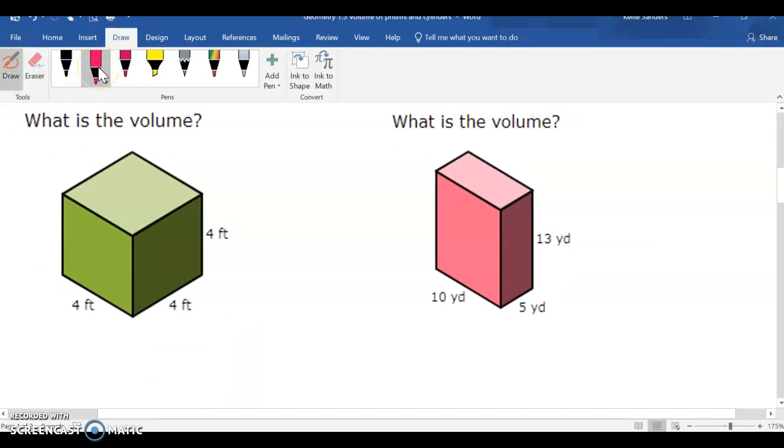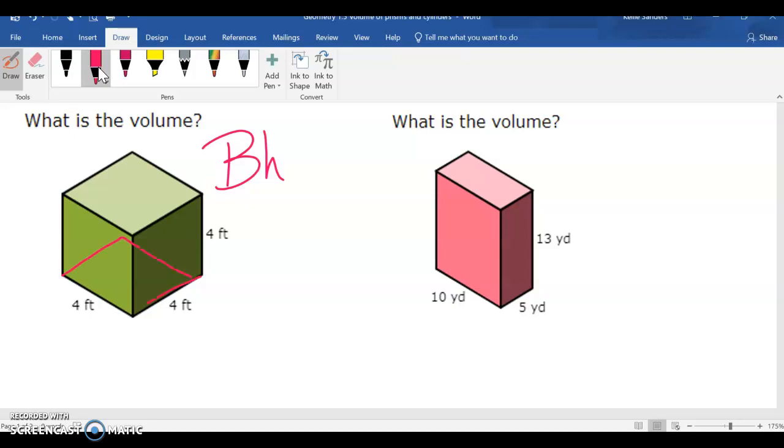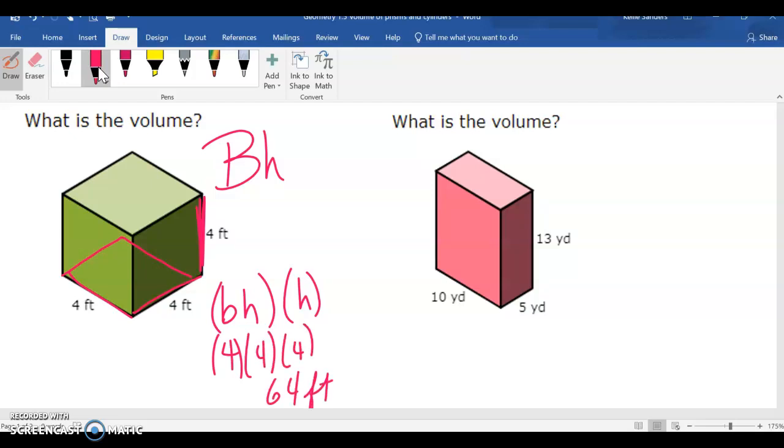So volume of a square prism is big B, little h. The big B is that right there. And how do we find that? Base times height of the square. And then this height is of the cube. So 4 times 4 times 4 is 64 feet cubed.